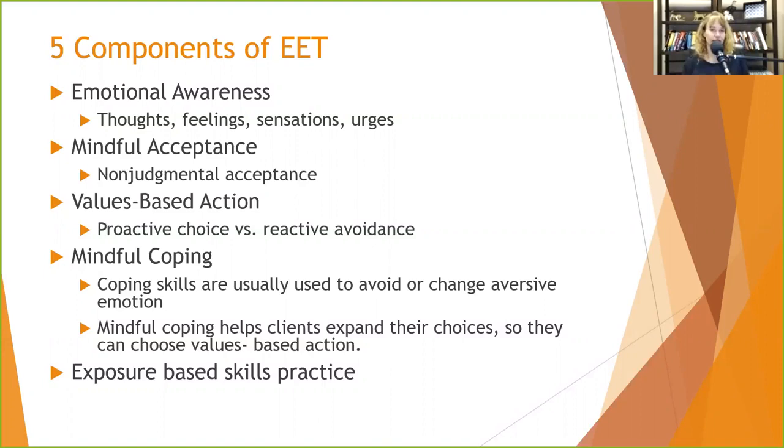Mindful coping. This is one of our kind of new concepts. Coping skills are usually used to avoid or change an aversive emotion, but in mindful coping, we want to help clients expand their choices so they can choose values-based action. Mindful coping says you've got a repertoire of choices to choose from, not just one, not just two. You've got several things to choose from.